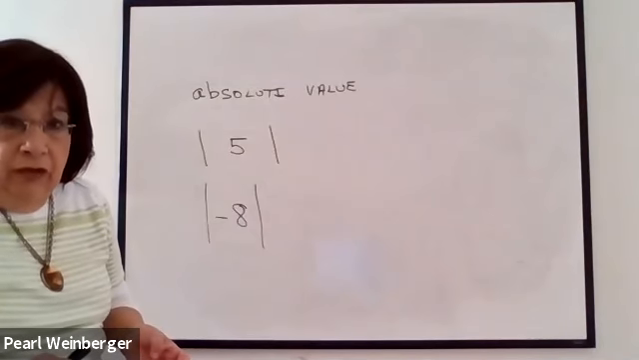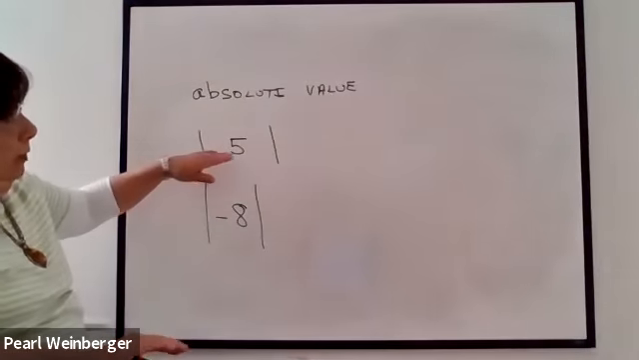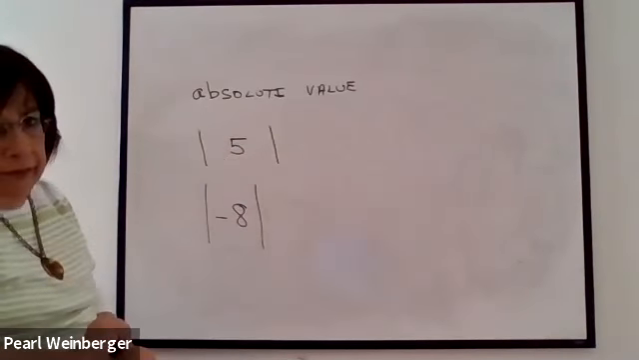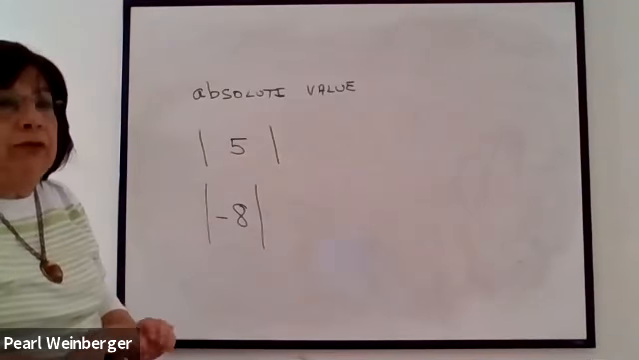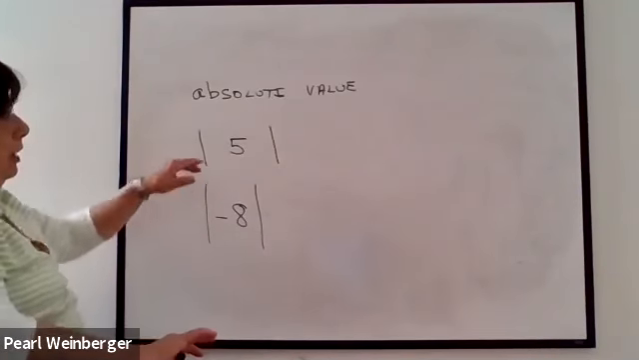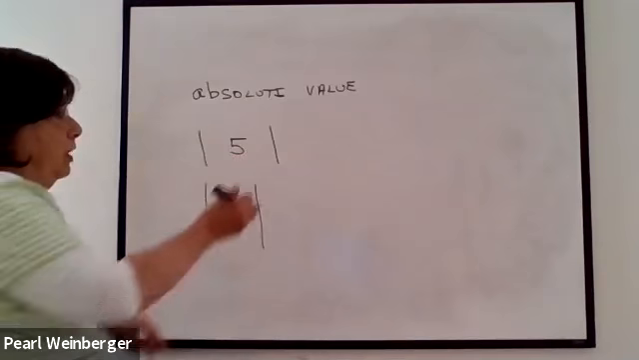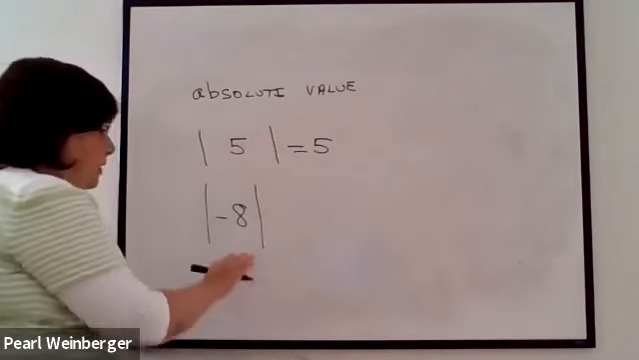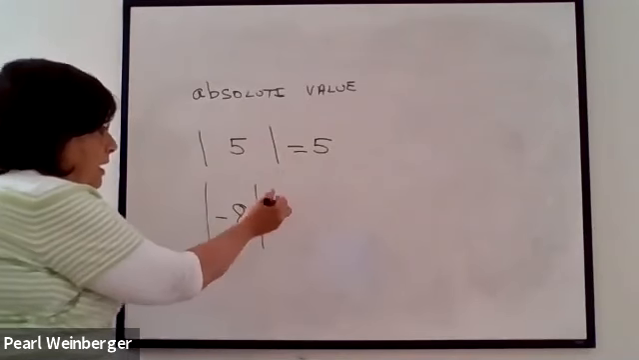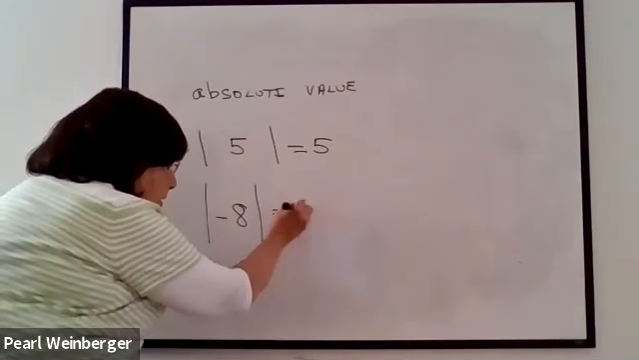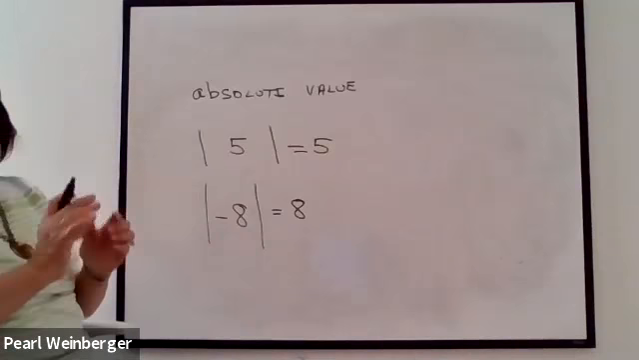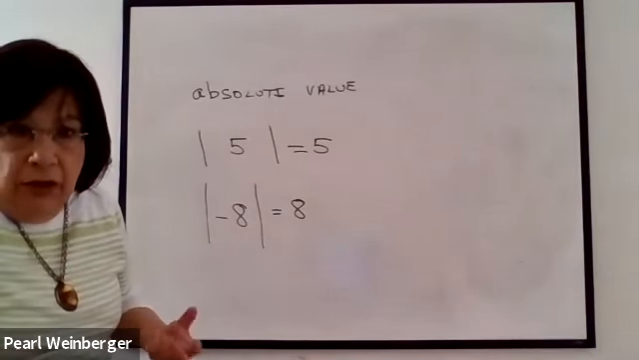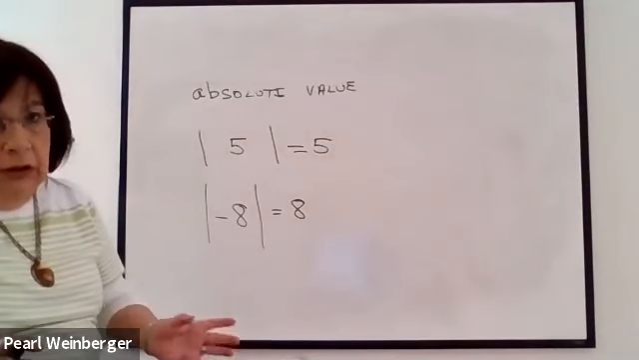And what it stands for is the value of the number without its sign. The absolute value is always a positive number. In other words, the absolute value of 5 is just 5. The absolute value of -8 is just 8. You just drop its sign. It's when you're interested in what is the number, you don't care what its sign is.